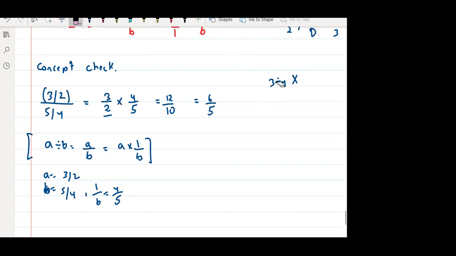So denominator को ही हमेशा उल्टा करते हैं ना? Yes or no? जी हाँ. Jia, what is the meaning of division? Tell me, what is the meaning of division? It is multiplying by reciprocal. That is the definition. Ayana, tell me, meaning of division is multiplying by reciprocal. That's a basic definition.